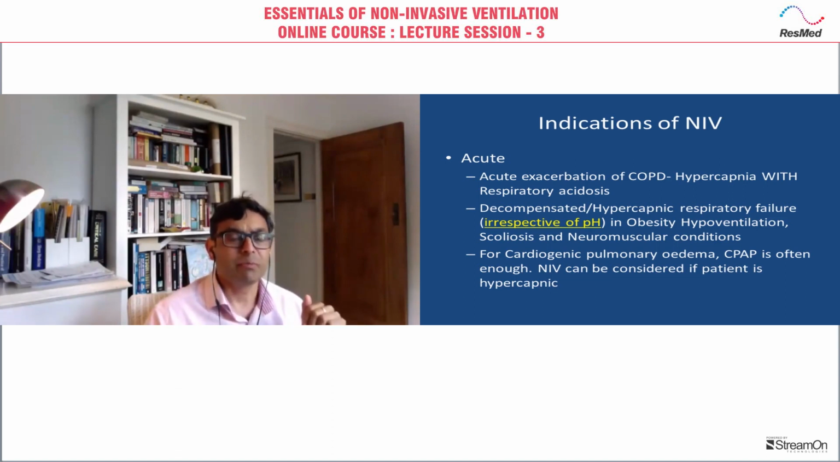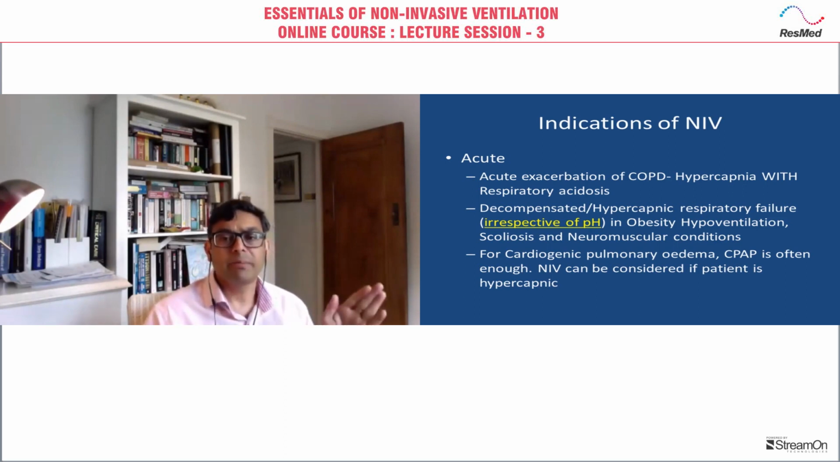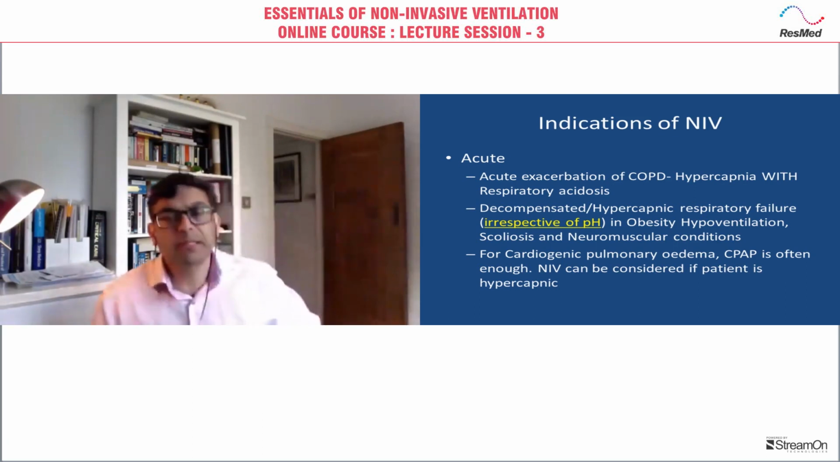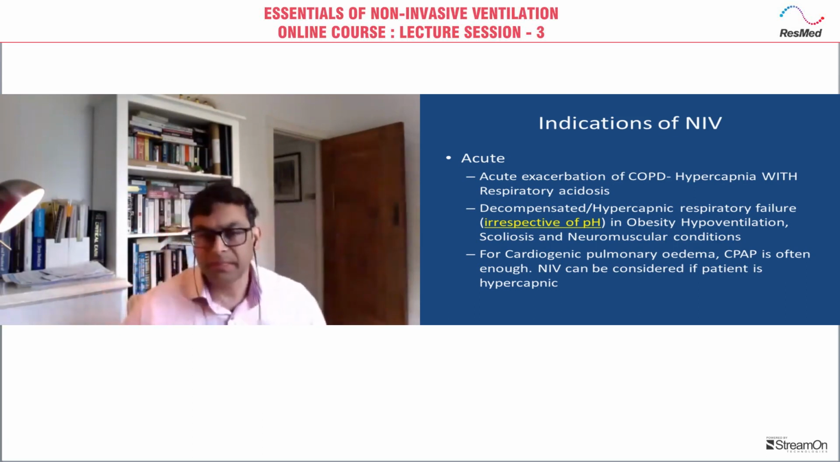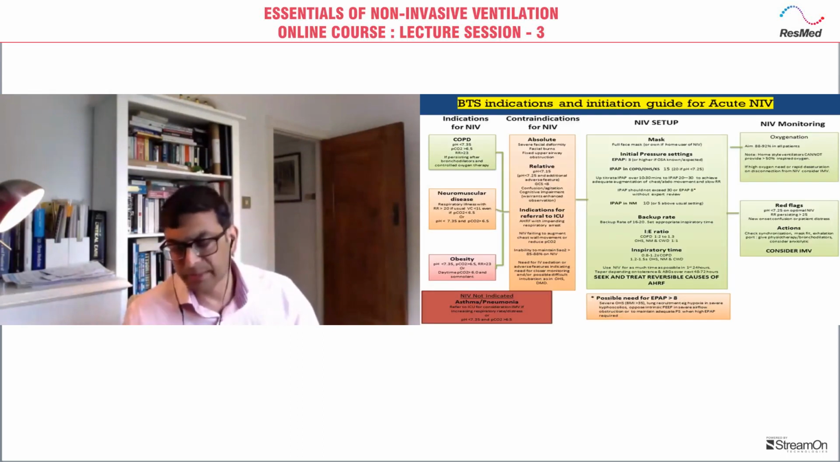There are other cases such as decompensated hypercapnic respiratory failure in obesity hypoventilation, or scoliosis, or neuromuscular problems such as motor neuron disease. In these conditions, irrespective of pH, once the patient is hypercapnic, they need non-invasive ventilatory support. Cardiogenic pulmonary edema is another one where mostly CPAP is enough, but NIV can be considered if the patient is hypercapnic.